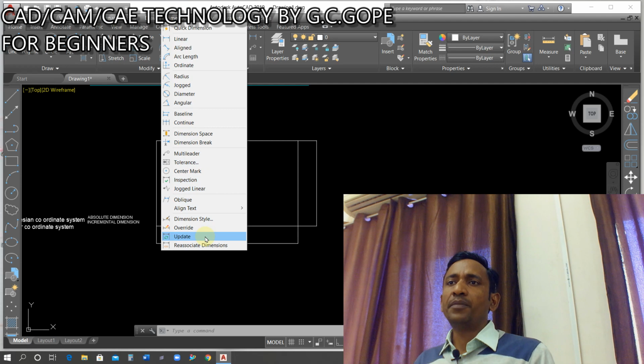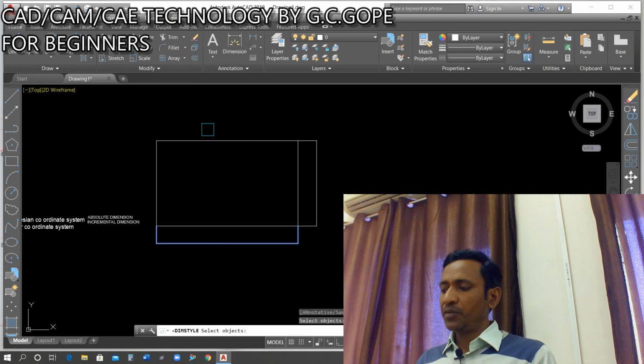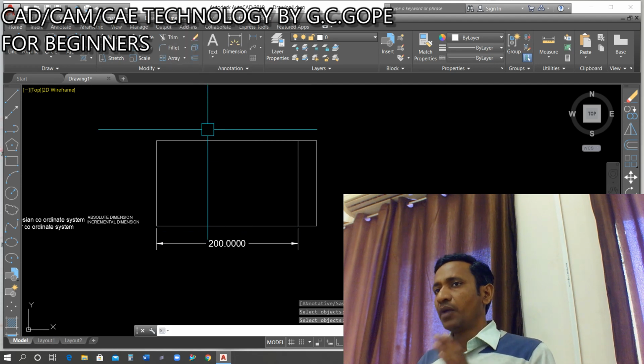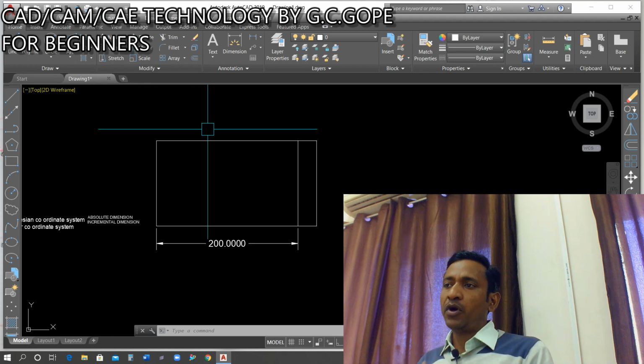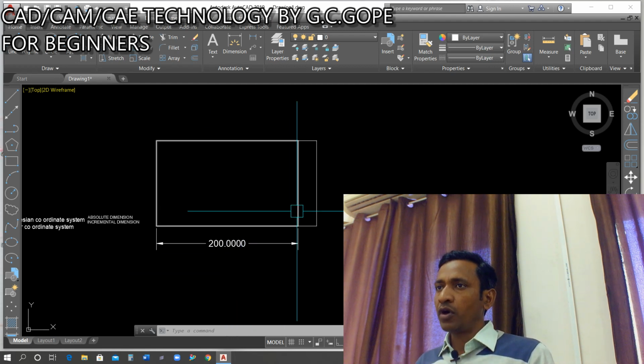There is an option for update. Click here and select this dimension, press enter. You see now we are able to see this dimension because it has been increased with the help of dim scale. So you have to remember this whenever such a problem comes. You have to sort it out with the help of the command dim scale. You have to type dim scale and then update this. Put in how many times you want to increase the size of the text, and then you can proceed. Now I'm going to update this one also.